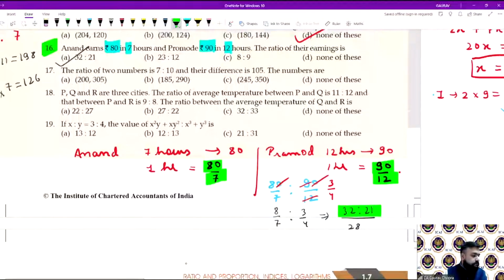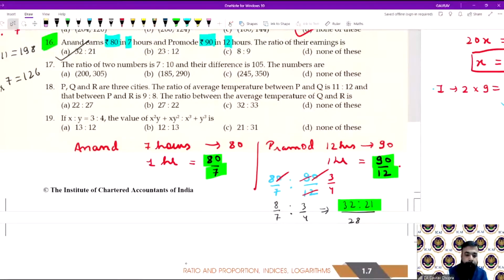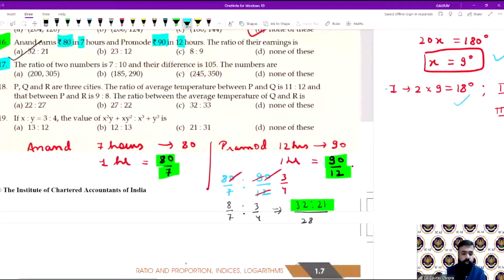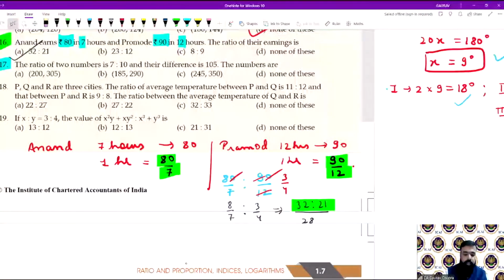Then let us take question 17. The ratio of the two numbers is 7:10 and their difference is 105. Then the numbers are... So we have to find out the numbers. This can be done using options also. You have to check both conditions, which option is satisfying both. The gap should be 105 and the ratio should be 7:10.